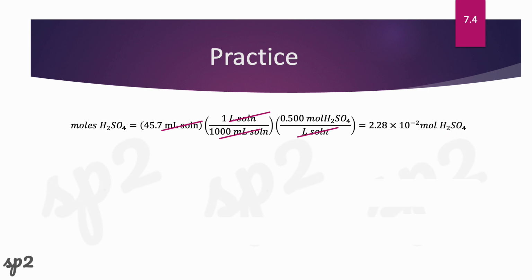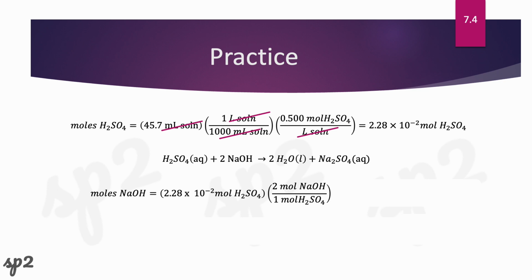Okay, so if I want to go from moles of one compound to another one, I need to use my chemical reaction. So this is an acid-base reaction. I know that I'm going to form water and my salt, which is sodium sulfate. Make sure you balance your reaction. Now, the next step is using moles of sulfuric acid to calculate the moles of sodium hydroxide.